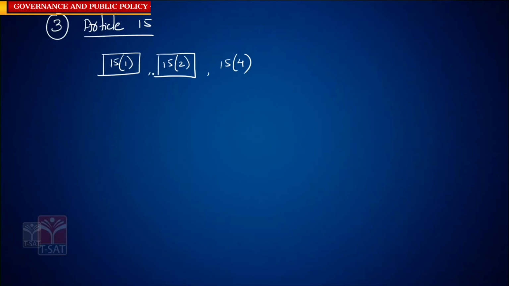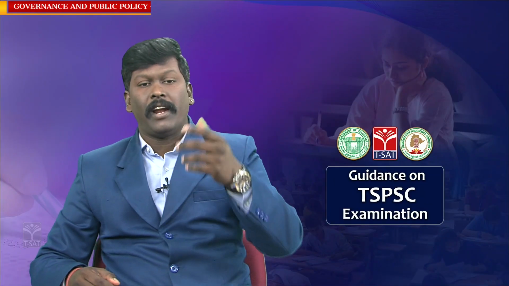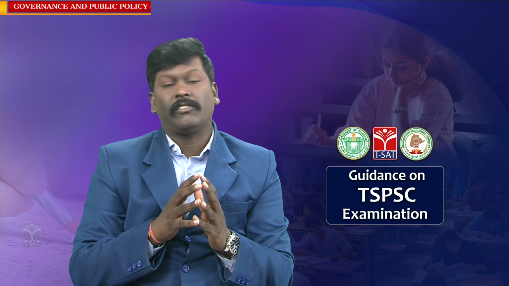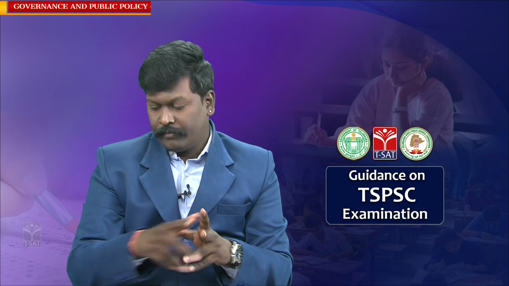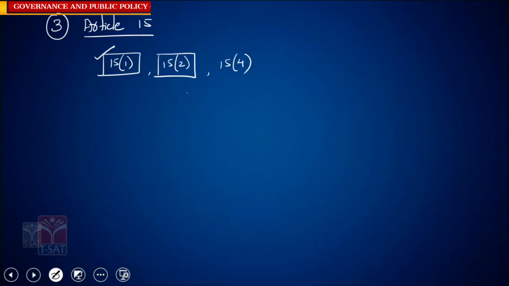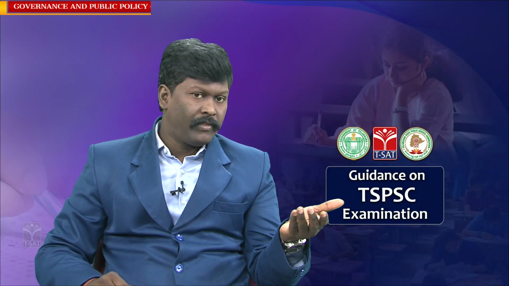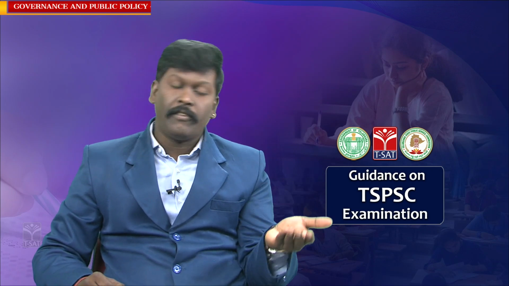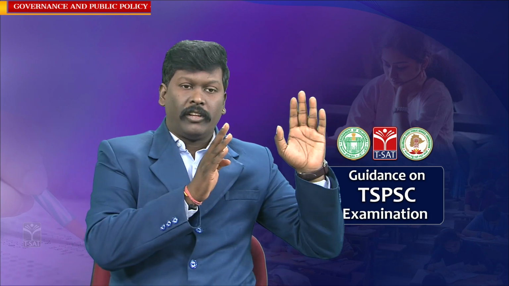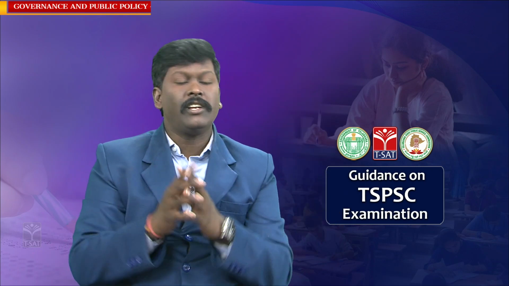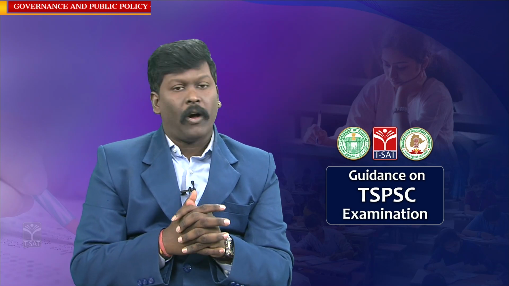The second article is Article 15 clause 2. Now what is Article 15 clause 2? It says that a citizen shall not discriminate against another citizen only on the basis of religion, race, caste, sex and place of birth. Caste is very important for us. Article 15 clause 1 talks in terms of the state: the state shall not discriminate. Article 15 clause 2 talks in terms of the citizen: a citizen shall not discriminate. Both the state as well as the citizen shall not discriminate against any other person on this basis.